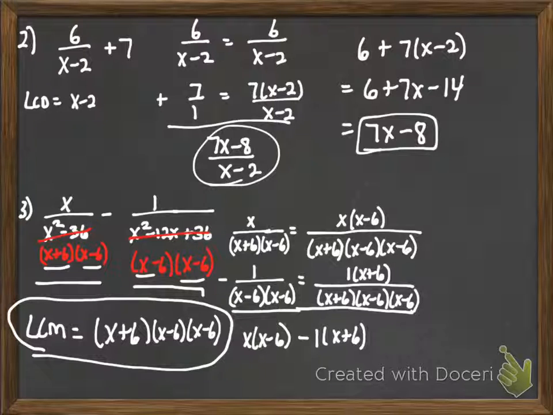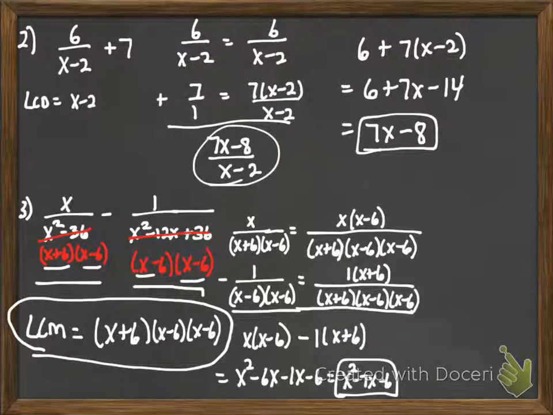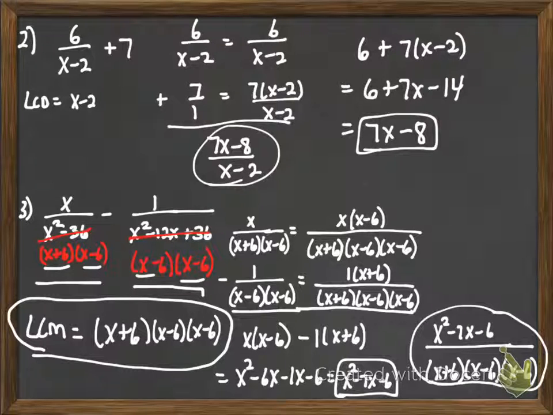And we can simplify, we can distribute. The first part we distribute through, you get x squared minus 6x. And then in the second part, the minus 1 distributes through, makes that minus x minus 6. And then we can combine like terms. X squared minus 6x minus x will be x squared minus 7x, and then minus 6. And then finally, we can put it all together. We take our numerator, x squared minus 7x minus 6, and we write that over our denominator.